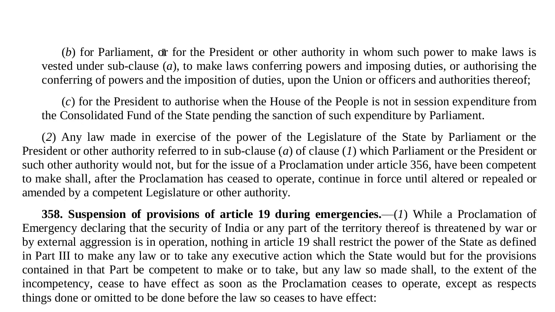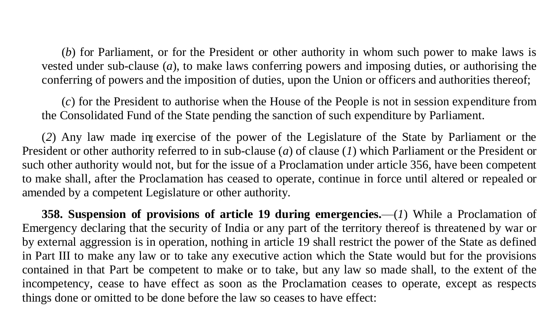b. for Parliament or for the President or other authority in whom such power to make laws is vested under sub-clause a, to make laws conferring powers and imposing duties, or authorizing the conferring of powers and the imposing of duties, upon the Union or officers and authorities thereof. c. for the President to authorize, when the House of the People is not in session, expenditure from the Consolidated Fund of the state pending the sanction of such expenditure by Parliament.